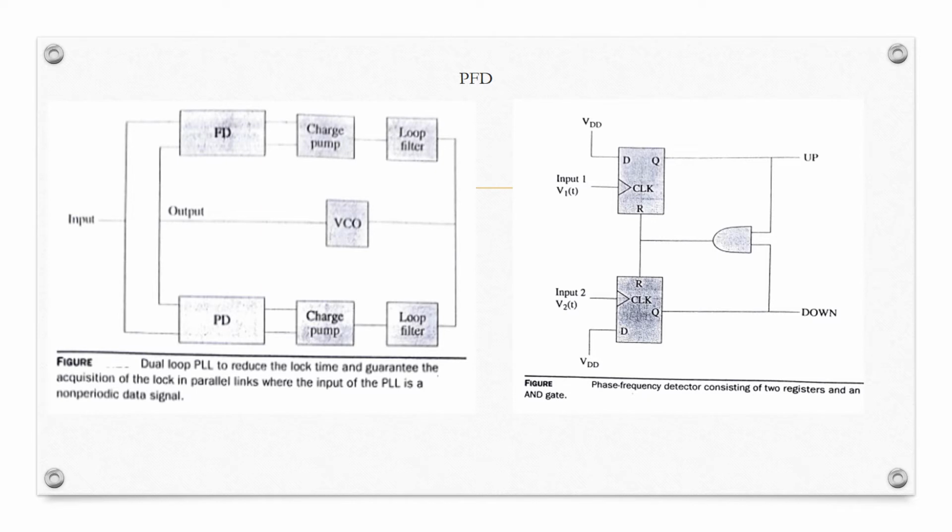Then another is the dual loop PLL. You can see here there are two loops for controlling the VCO.